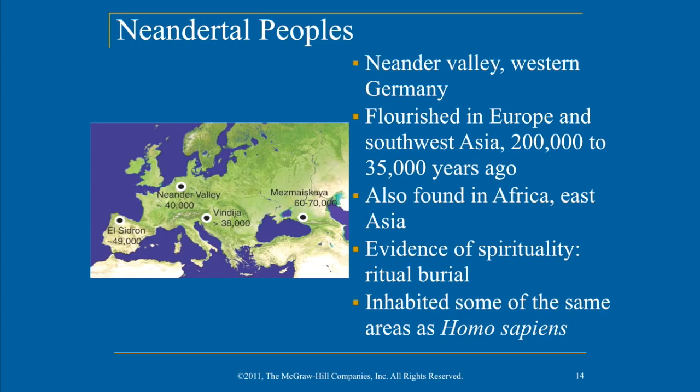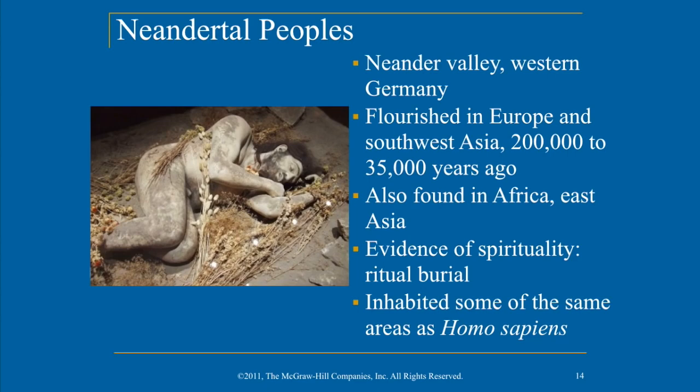Next, we're going to look at the Neanderthal peoples. They lived in the Neander Valley, somewhere around Western Germany. You can see in the map there. They flourished in Europe and Southwest Asia 200,000 to 35,000 years ago. They also were found in Africa and East Asia, and they're separate as a group compared to the ones that we've been studying, but we know that the Neanderthals interacted with a lot of the groups that we've been talking about. They have evidence of spirituality and ritual burial.